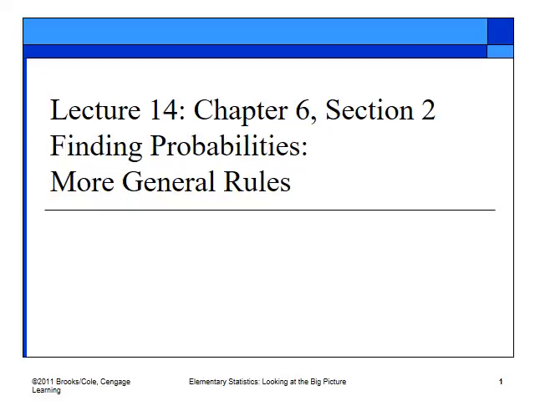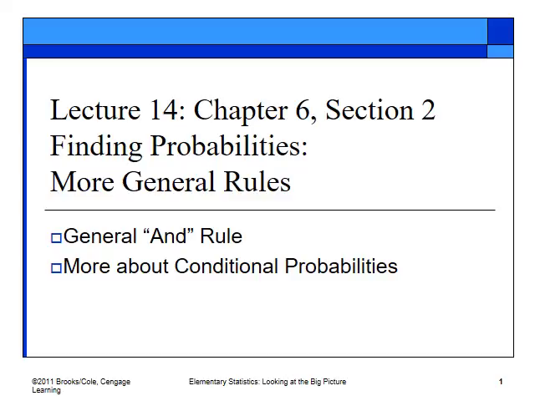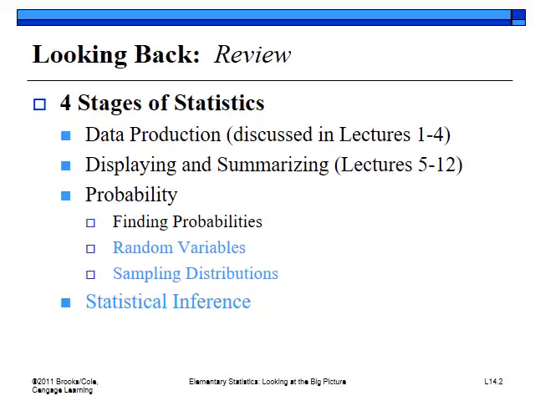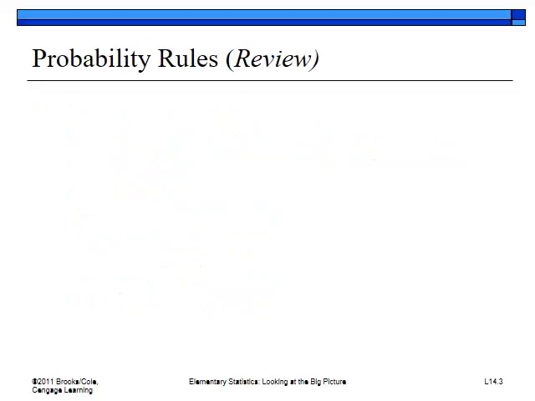In this video, we'll finish up Chapter 6. We'll talk about the general rule for computing probabilities combined using ANDs. We'll talk more about conditional probabilities. We'll cover the two types of error, and we'll talk about independence of events. In the four stages of statistics, we're talking about probability, and we're still finding probabilities.